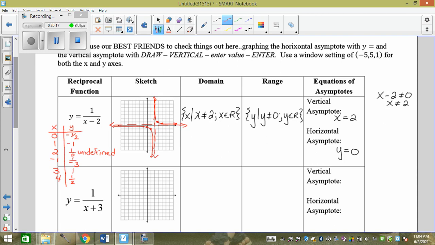Now this is a reciprocal function because it's 1 over a function, correct? In order for it to be reciprocal, it has to be 1 over. So if it was 2 over, it's not a reciprocal. If it's x plus 3 over x minus 2, it's not a reciprocal. It has to be 1 over to be a reciprocal, correct? 1 over makes a reciprocal.